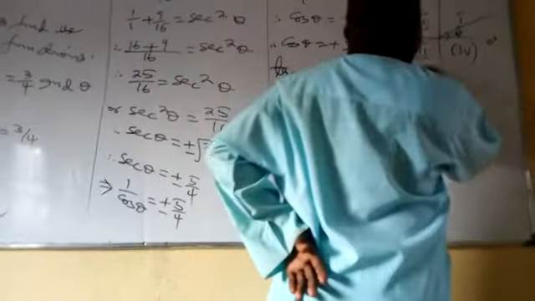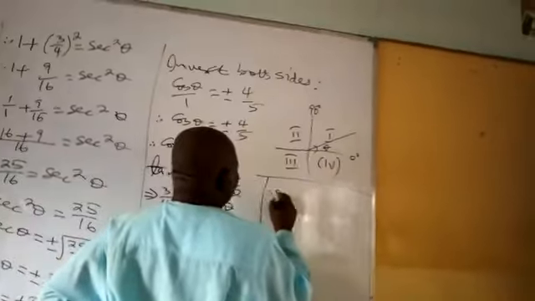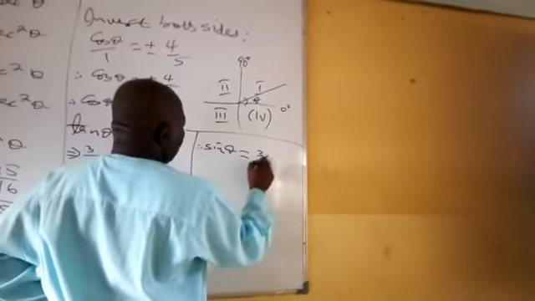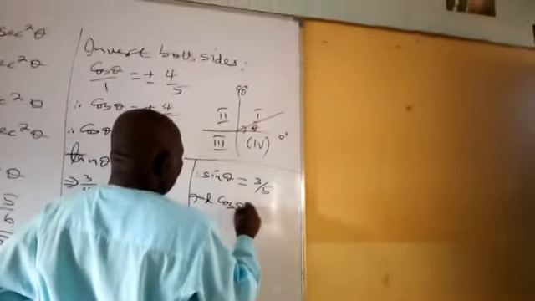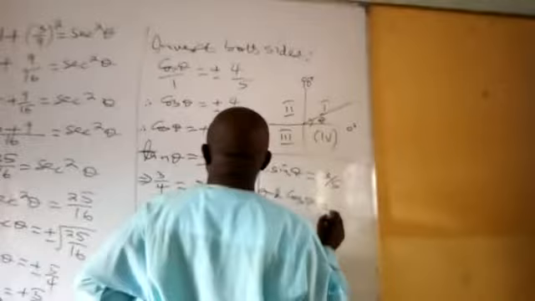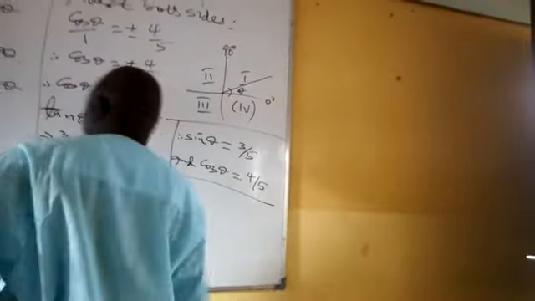These are my answers. So I can now conclude by saying that sin theta is equal to 3 over 5 and cos theta is 4 over 5. These are my answers.